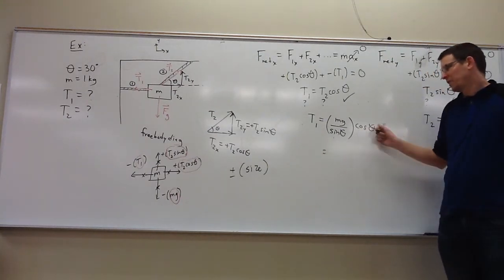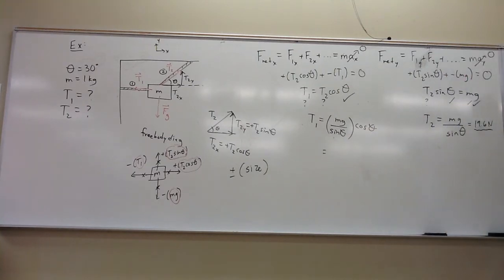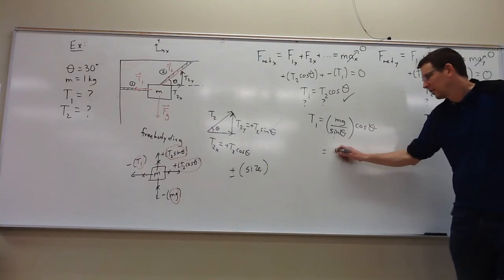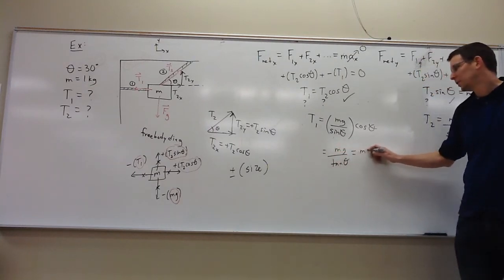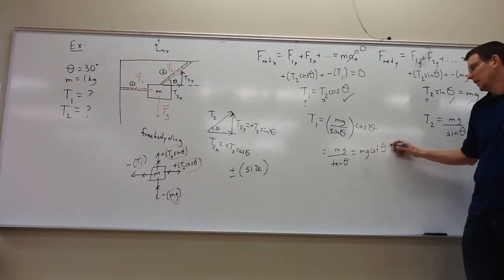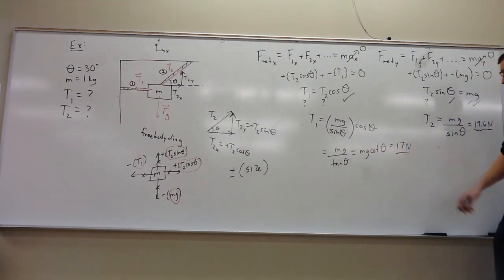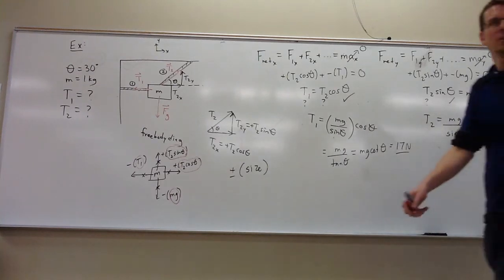You can abbreviate cosine over sine. What's cosine over sine called? Cotangent. Or I guess you could say tangent in the denominator. Doesn't matter. Same thing. In any case, if you plug in the numbers, you get 17. So we have just solved the problem.